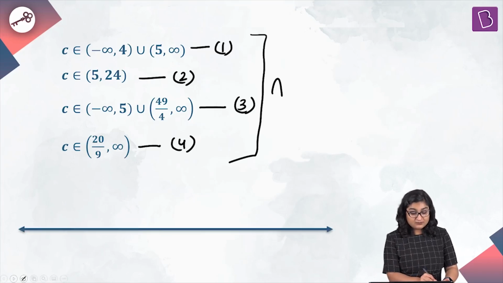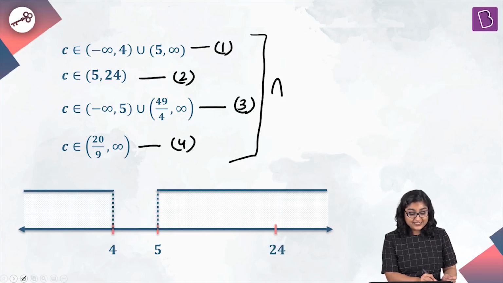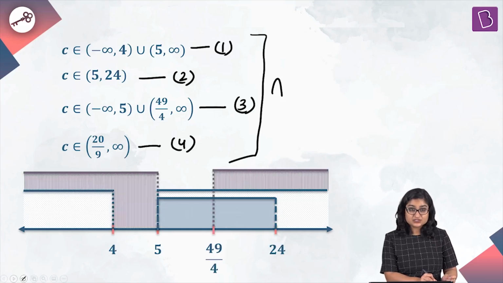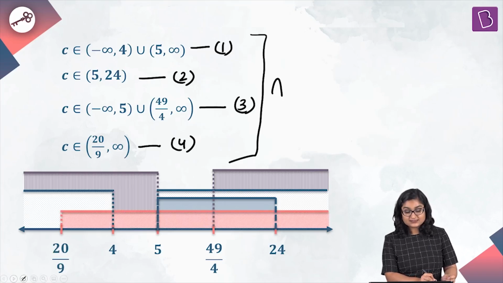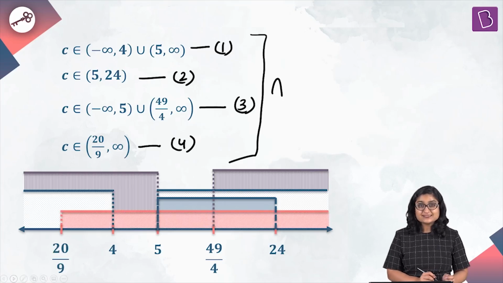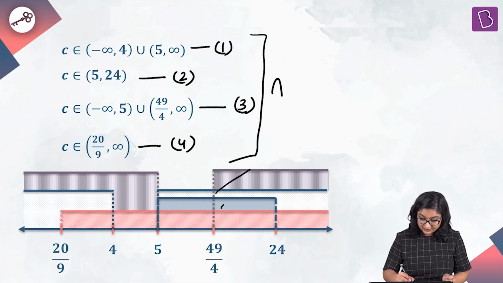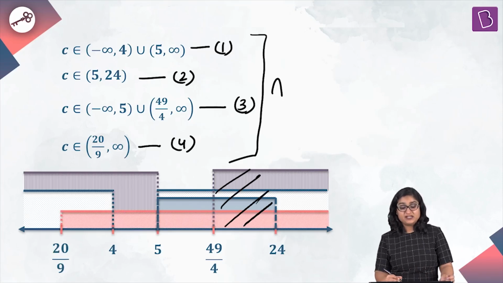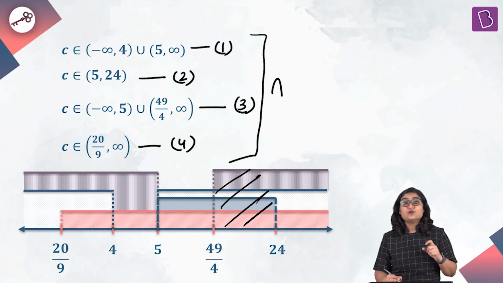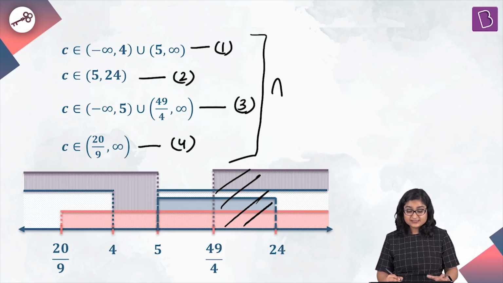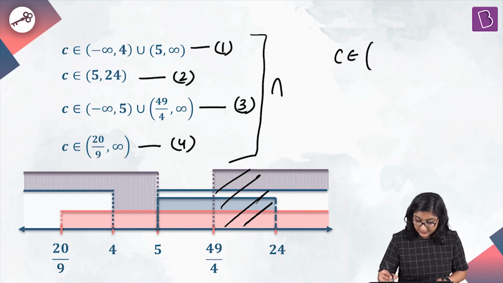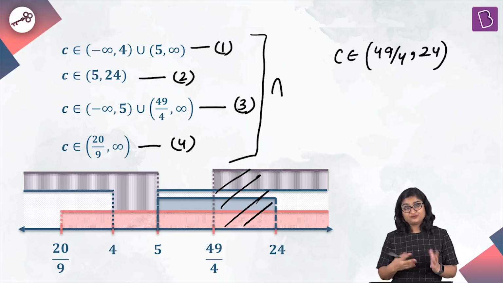So if I plot them on the number line, if I plot the first interval, this is how it will look. If I plot the second interval, this is how it will look. And if I plot the third interval, this is the region. And if I plot the fourth interval, this is the region. Alright, as you can see that this region right here between 49 by 4 and 24 is the region which is common or which is overlapping for all these 4 intervals. So C belongs to the interval 49 by 4 to 24, open at both 49 by 4 and 24.